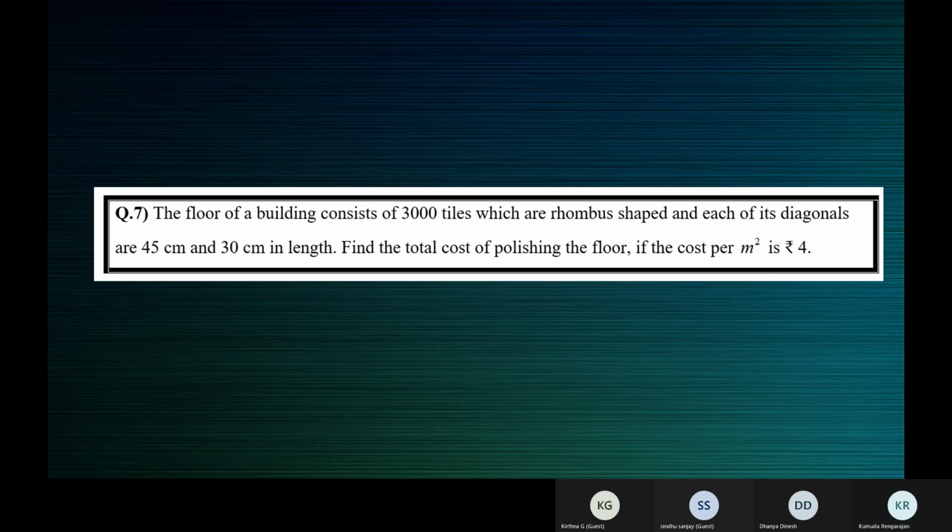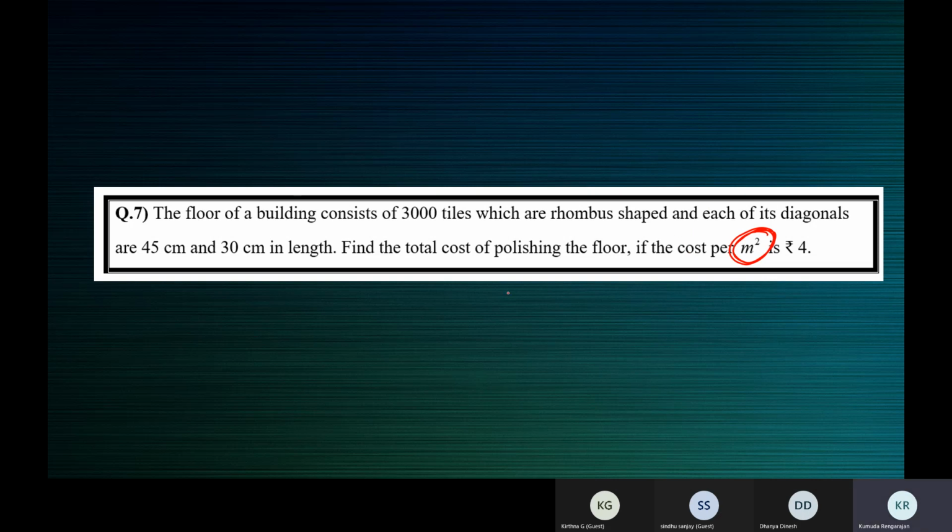We need to find the area because see how the rate is given: 1 meter square. Square units is always a unit of area. You should not find the perimeter of the rhombus here. Perimeter is just the length of the boundary.